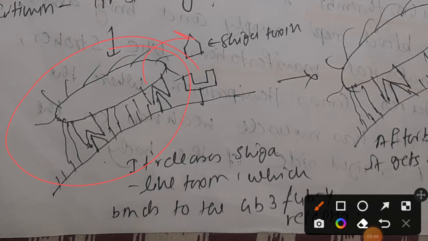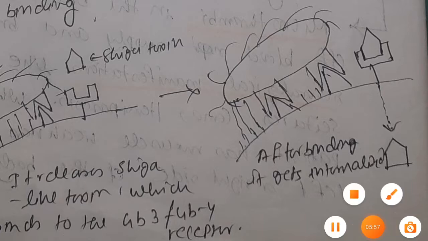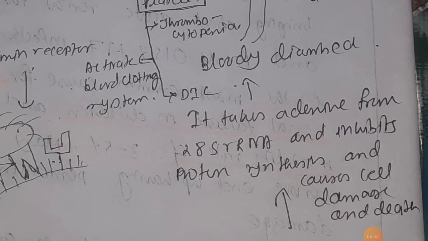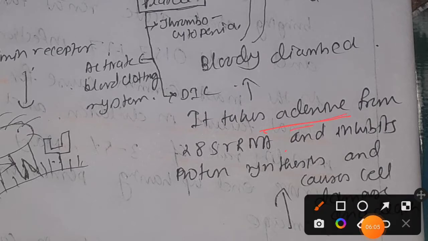Okay, this Shiga-like toxin will bind with the GB3, GB4 receptor present on the surface of the enterocyte. Okay, after that, those enterocytes get internalized, right? And inside the cell, they will take adenine from 28S ribosomal RNA, okay, and inhibit protein synthesis. Okay, and as protein synthesis is inhibited, it facilitates cell damage and cell death. Okay, and this cell death is the reason for bloody diarrhea. Okay, that ultimately facilitates bloody diarrhea.